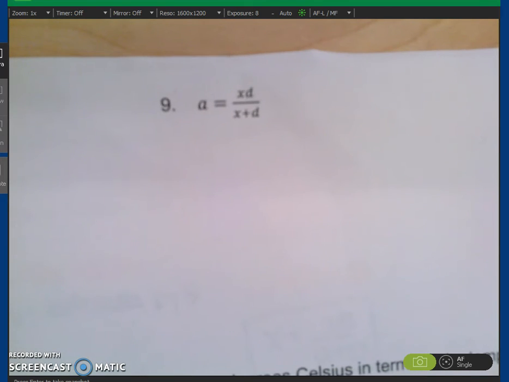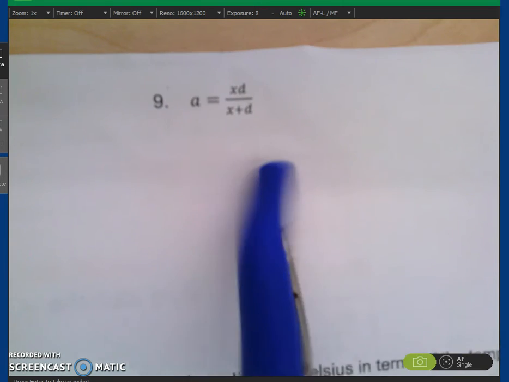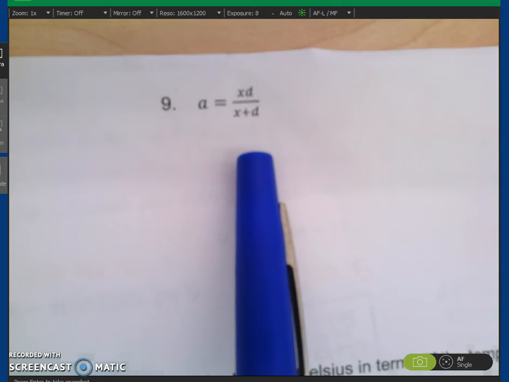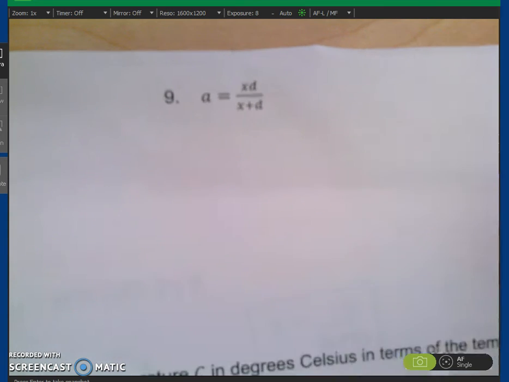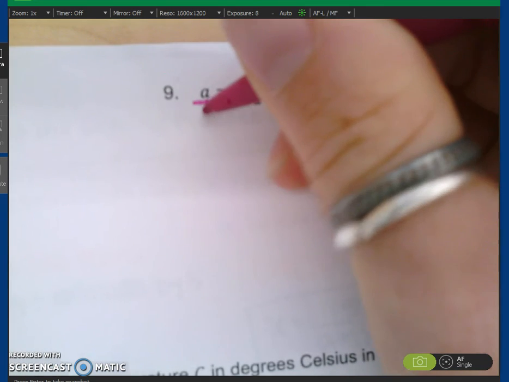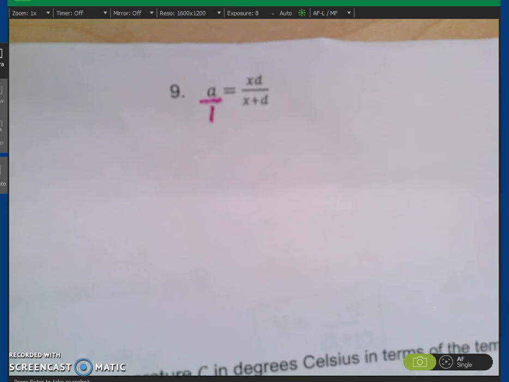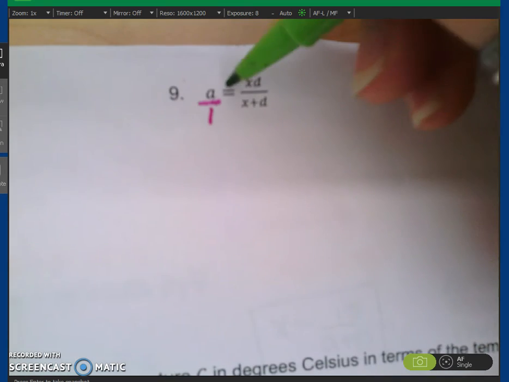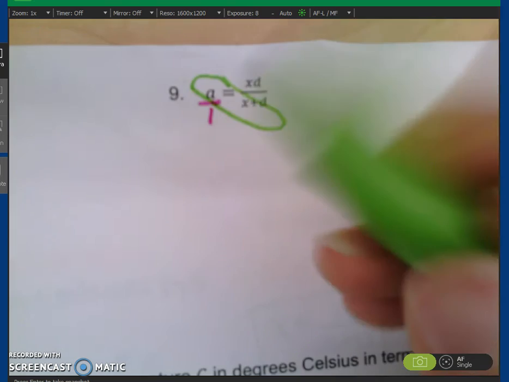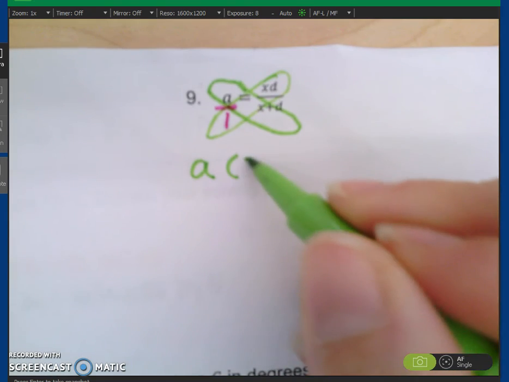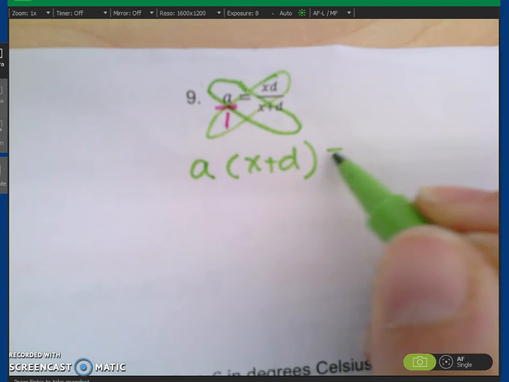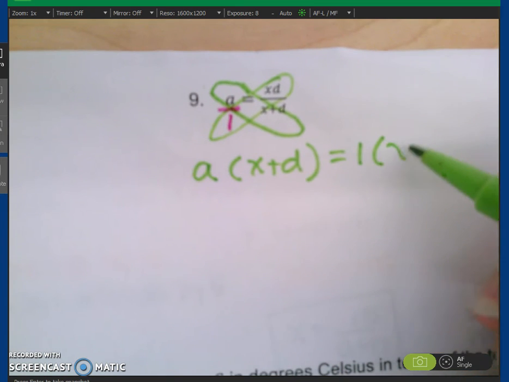Number 9, looking at 9, I'm noticing that I have an x plus d in the denominator. It's being divided by x plus d and an a over here. In order to solve this, I would really like to have this as a proportion, so I'm going to write the denominator of 1 under the a. And then I have a proportion, so I can cross multiply. A times the quantity of x plus d equals 1 times the quantity of xd.